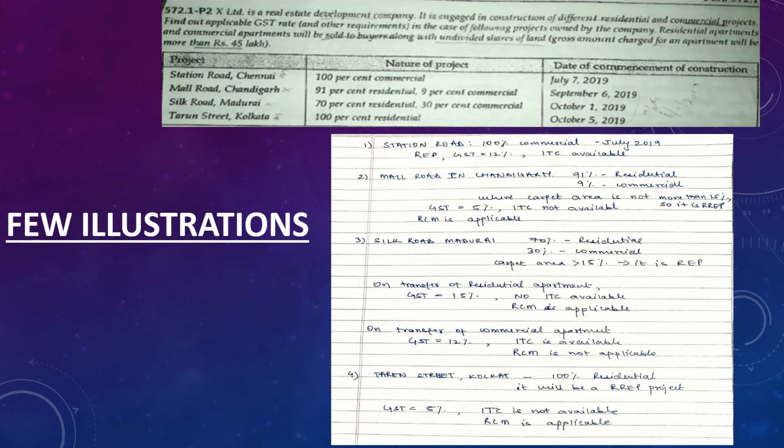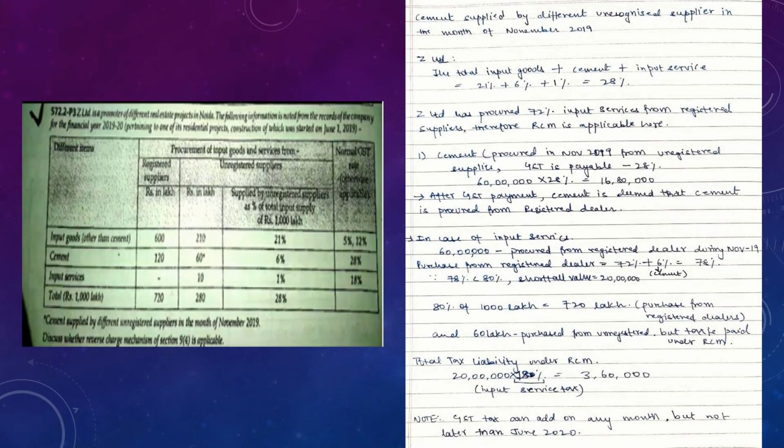And fourth would be Tarun Street, Kolkata. It is a 100% residential project and it will be a RREP project. GST would be 5%, ITC is not available, RCM is applicable. And now to have a look at another illustration, in this we have to compute or discuss whether the reverse charge mechanism (RCM) of section 9(4) is applicable. We're given the different items and the source from which they were procured, whether registered supplier or unregistered supplier, and we have to calculate any tax liability under RCM if it is applicable.